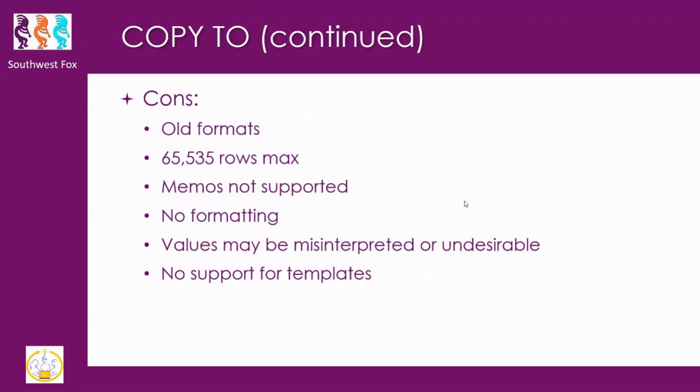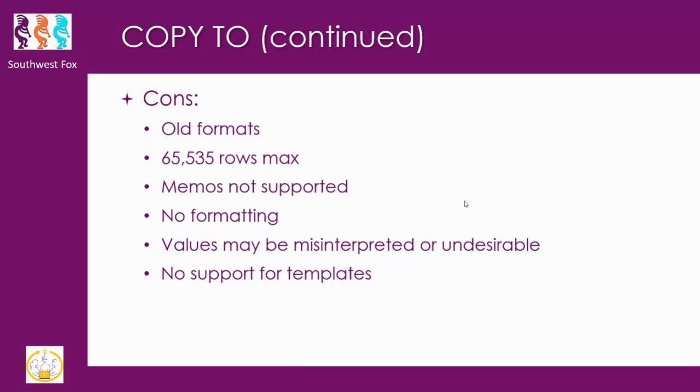The downsides are that these are old formats. Maybe not so much the Excel or the CSV and delimited, but for sure the XLS and the XL5 are old formats. You only have a maximum of 65,535 rows. Even though Excel can read millions and millions of rows, XLS and XL5 only support outputting that many rows. Memo fields are not supported. There's no formatting. Values may be misinterpreted or undesirable, and I'll show you an example of what I mean by that in a moment. And there's no support for templates.